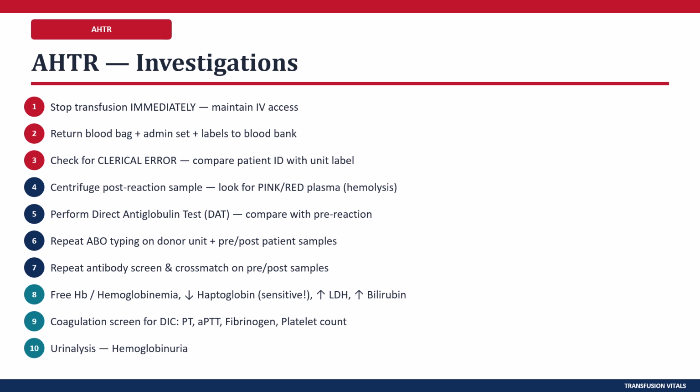In lab, spin down the post-reaction sample. Pink or red plasma will be seen if hemolysis has occurred in the patient. Run the DAT, repeat ABO typing on the unit and the patient, run antibody screen. For hemolysis markers, check free hemoglobin and hemoglobinuria. Haptoglobin is very sensitive; it drops dramatically in hemolysis. The LDH goes up. We have to check for the DIC. For that, you have to look for PT, APTT, fibrinogen, and platelets. Always send a urine sample for hemoglobinuria.